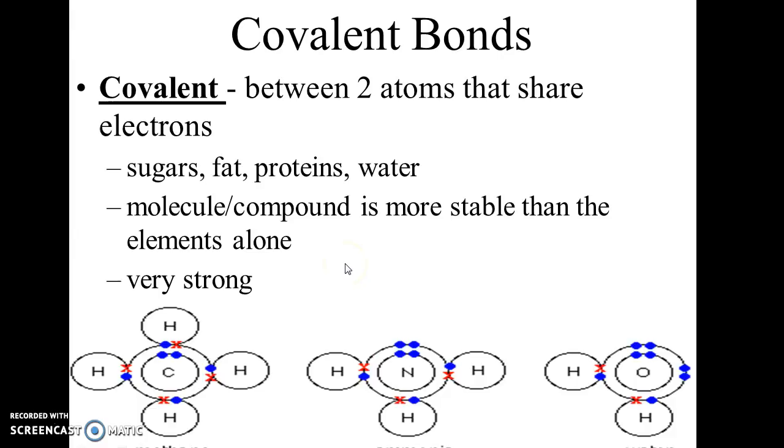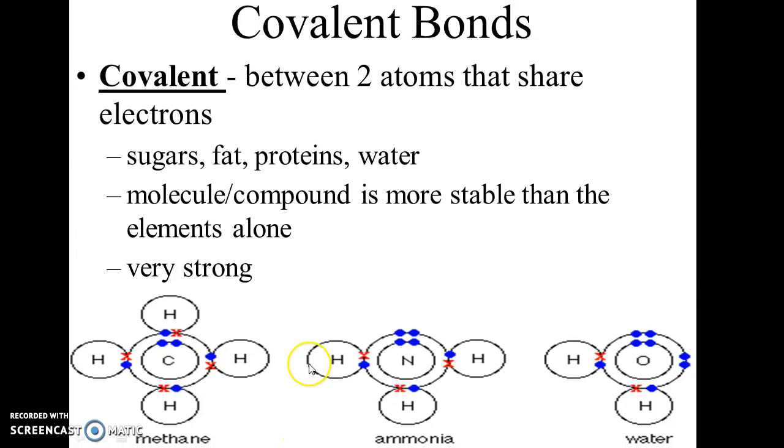Okay, so a covalent bond is between 2 atoms that share electrons. Sugars, fat, protein, and water all have covalent bonds as part of their molecular compounds. They're more stable than the elements are on their own, so they're a very strong bond. Methane, CH4, is an example of covalent bonds. Ammonia, NH3, and water, H2O, all have covalent bonds.